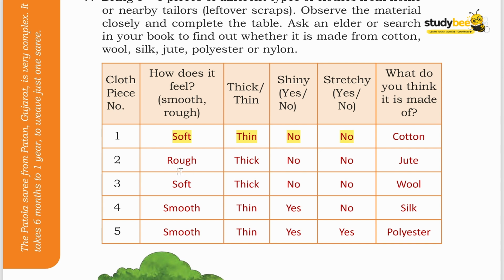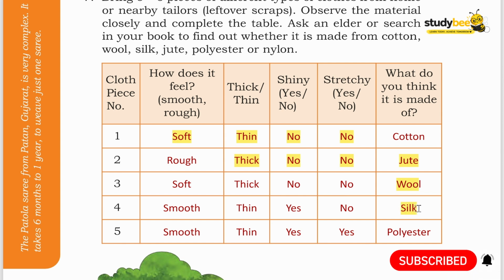Okay. Next, if it is jute, so if it is jute you will see it's a little rough. Okay. It is thick. Does it have shine? No. Can you stretch it? No. Okay. Wool, so if it is wool, it is soft, it is thick. Shine? No. Stretchy? No. Okay.